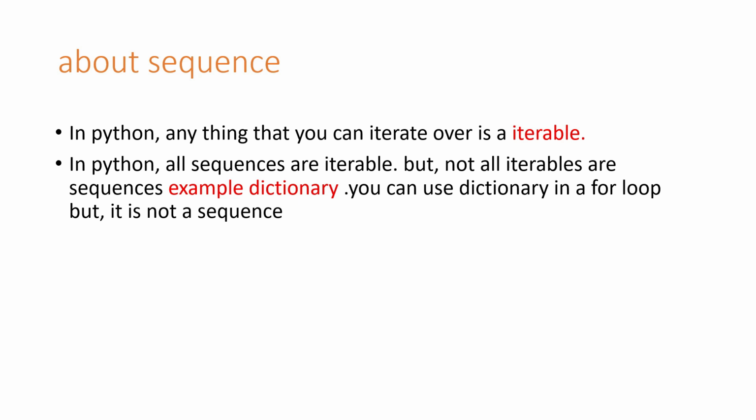In Python, anything that you can iterate over is iterable. That means list, string and tuple are all iterables. Even a dictionary is iterable. A dictionary is not a sequence, but it is still iterable. We can say that all sequences are iterables, but not all iterables are sequences. An example is the dictionary.